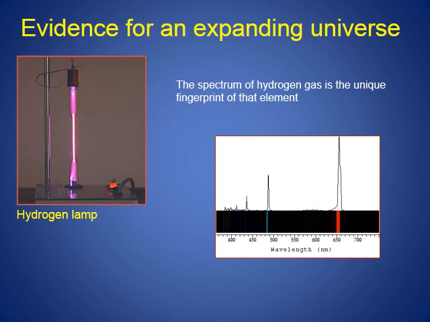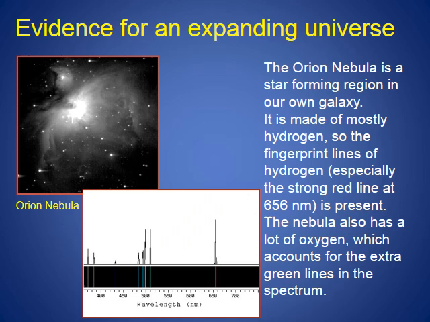So one of the easy ones, because there is so much hydrogen in the universe and there's so much hydrogen here in our atmosphere, is that it's just one of those gases that has a really unique fingerprint. And if you look down there, you can see that it has a very large red wavelength. So we're going to use hydrogen to look at various galaxies. Here's the Orion Nebula. It's made mostly of hydrogen. It's really not that far away from us.